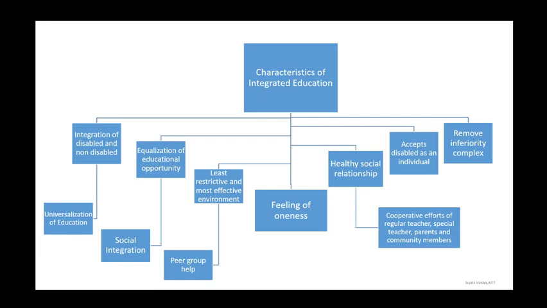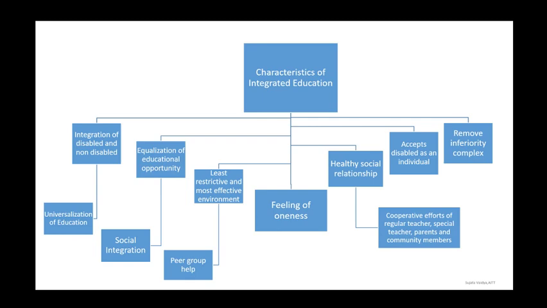So as the name suggests, integrated education is integrating disabled and non-disabled students. As they are integrating these types of students, they are trying to achieve the universalization of education. Also, they are providing equal educational opportunity to each and every student. Also, the students coming from different social and cultural backgrounds are included in this type of education. So social integration will also be achieved in the integrated education system.